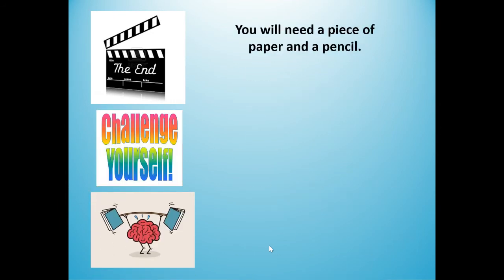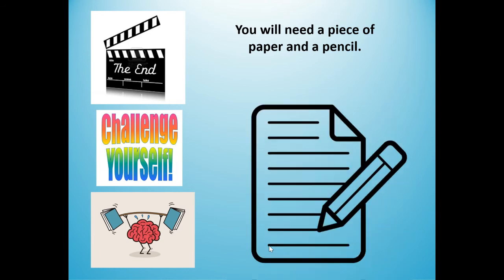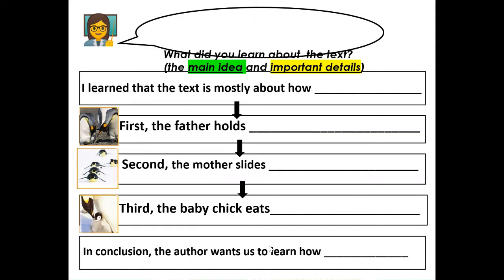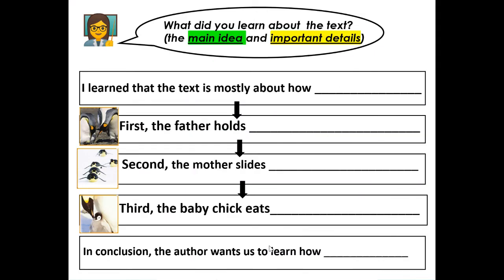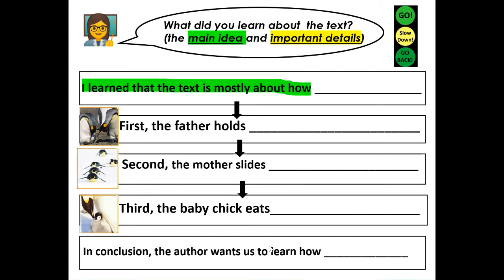You will need your piece of paper and a pencil. And you're going to answer this question. What did you learn about the text, the main idea, and important details? And again, we're going to do our hamburger writing where we start with green. Green means go. I learned that the text is mostly about how penguin parents work together. So say that main idea. I learned that the text is mostly about how penguin parents work together.